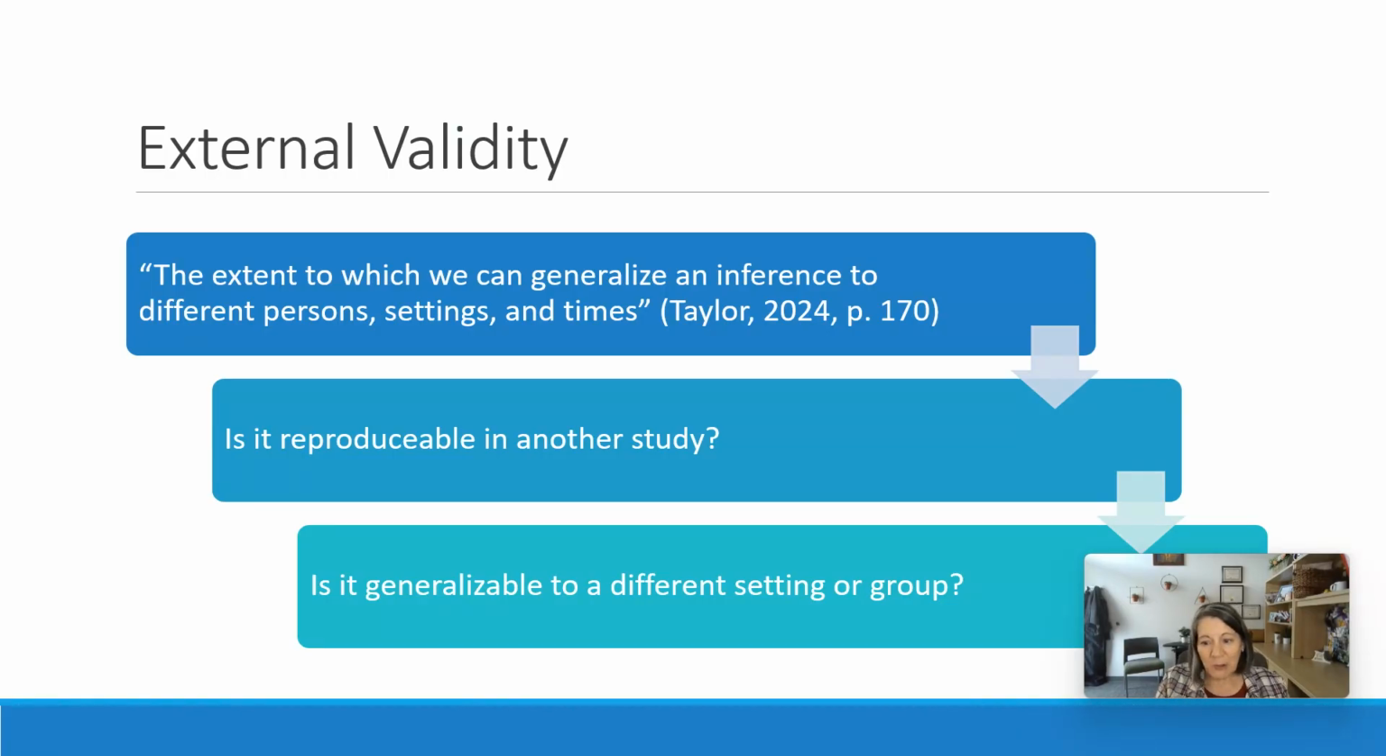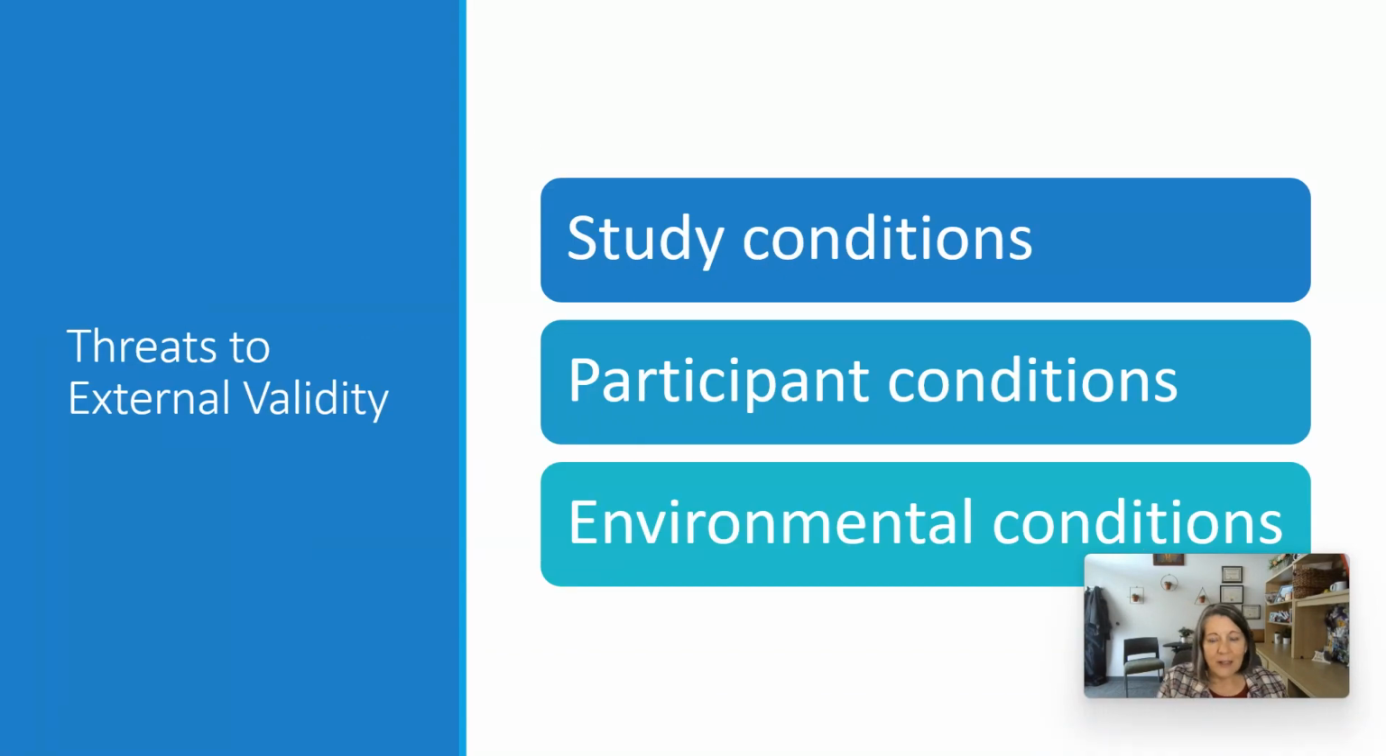Okay, so now we're on to our very last type. We had statistical conclusion, internal validity, construct validity, and external validity. So this is the extent to which we can generalize the inference to other times, settings, places. Can we reproduce it? Can we generalize it to a different setting? Okay. Study conditions can threaten our internal validity, or our external validity.